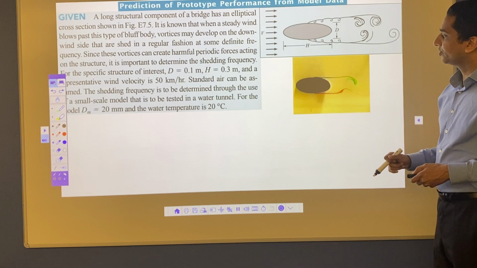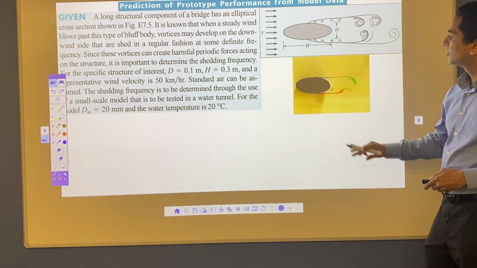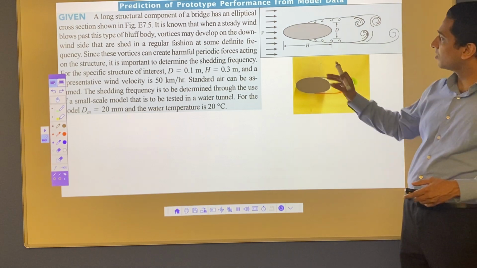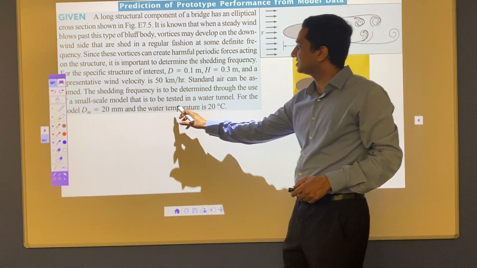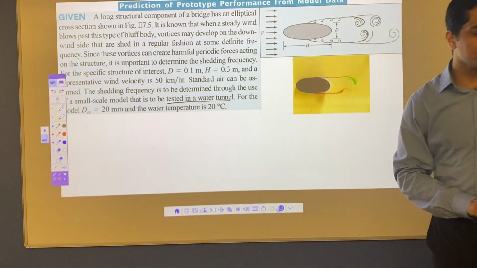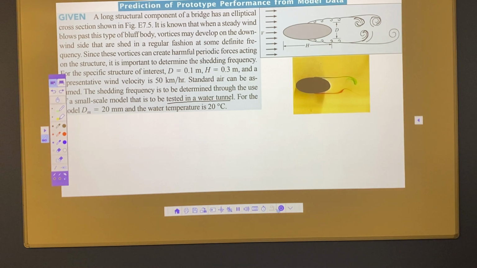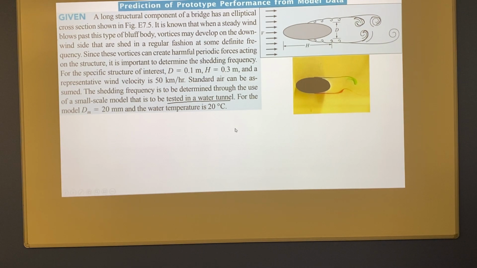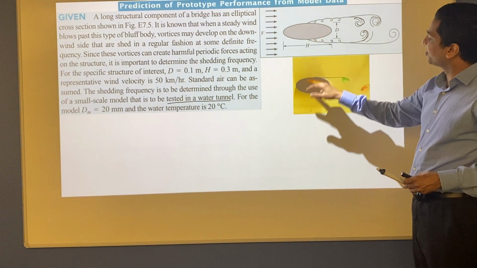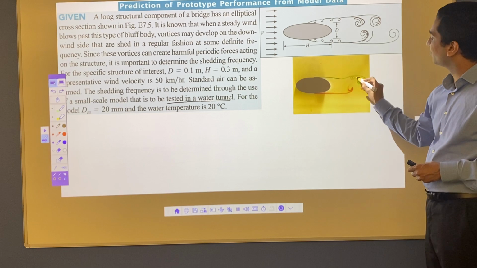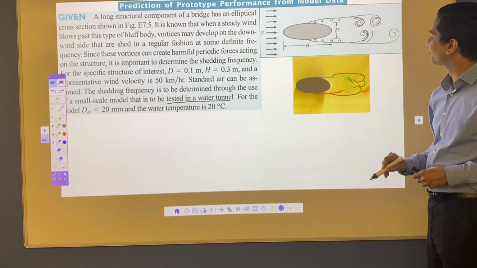So what we do is that we build a small component, a small model of this component, and we test it in water tunnel. That's what it says, to be tested in water tunnel. So here, let's see if it plays. So if you look at it inside water tunnel, if you are testing it, it will look something like this, and you can see this shedding frequency here. You can see these vortices here.